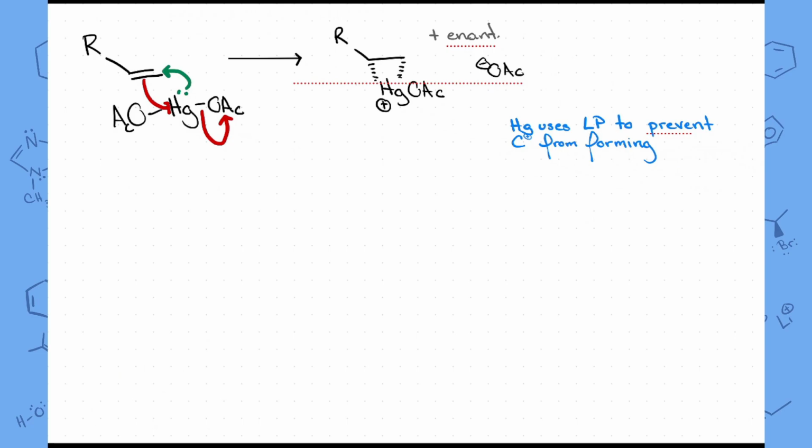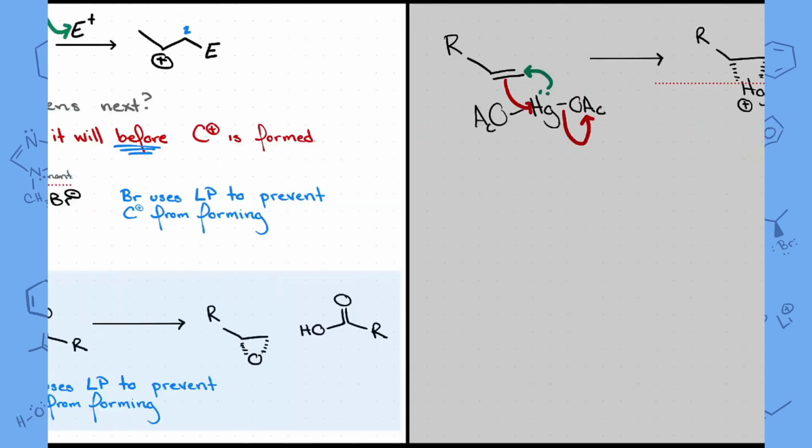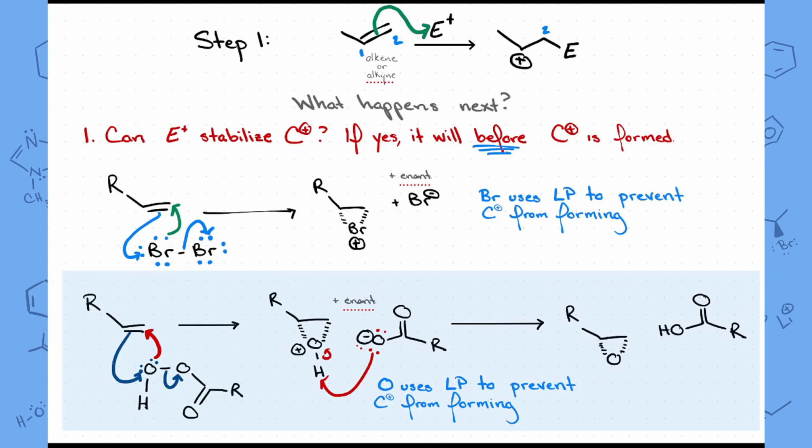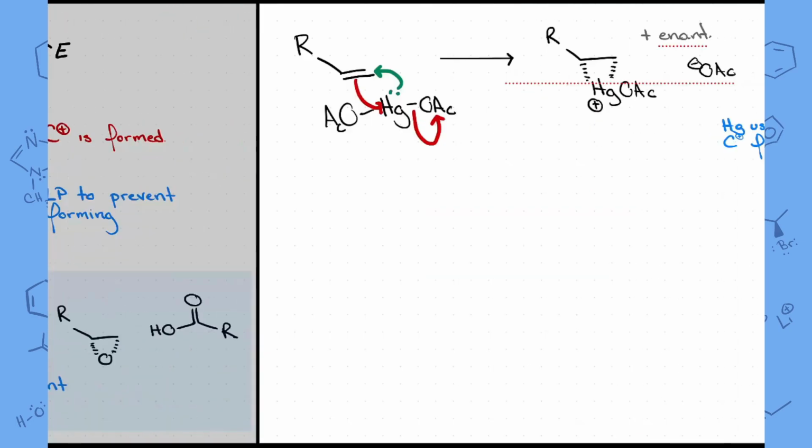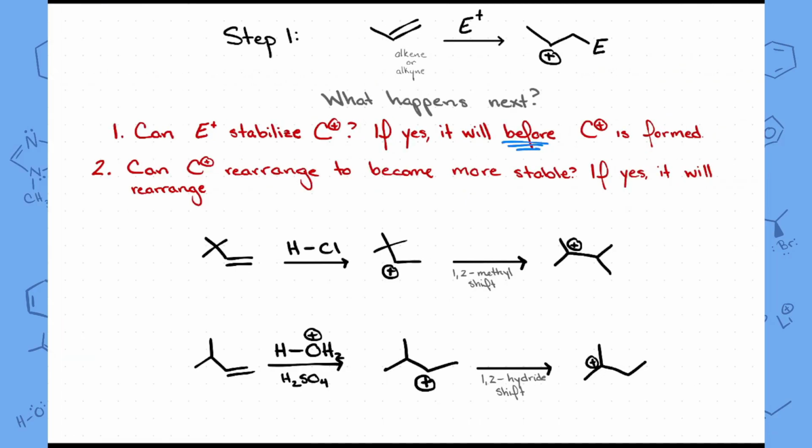All of these have the same arrows, the same first step, but we can rationalize that this is a little bit different than using an acid halide because we have a lone pair on our electrophile. So that's the first question you want to ask. After we make our carbocation, do we need to take a step back and say, actually, our electrophile can stabilize this? If our electrophile can't stabilize our carbocation, then we need to ask, can the carbocation rearrange to become more stable? And if the answer is yes, then it will rearrange.